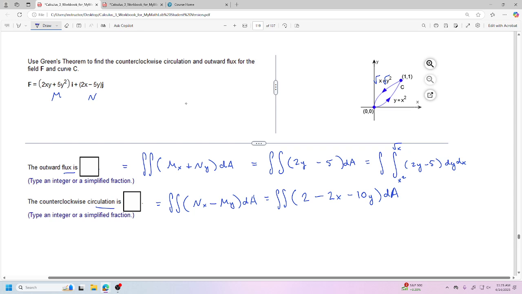And then what were my x values? Yes, 0 to 1. That's it right there. You got it. And so the same thing for this guy as well. 0 to 1, x squared is on the bottom, square root of x is on the top of all this mess.